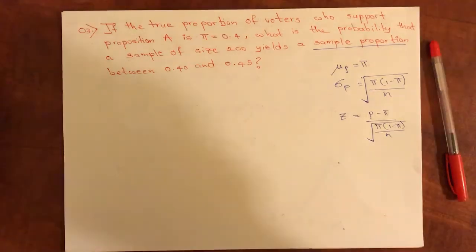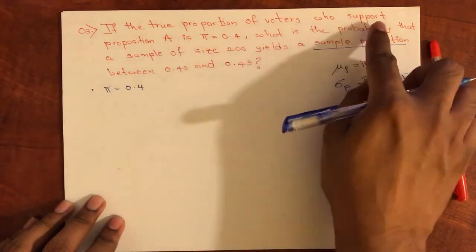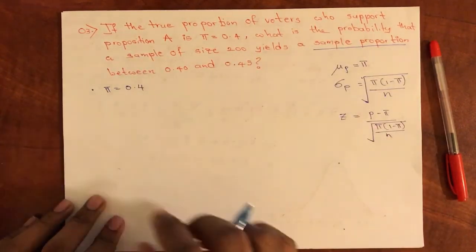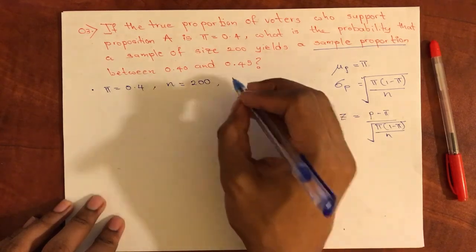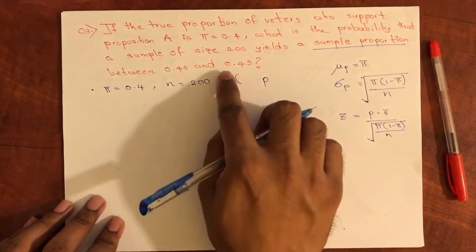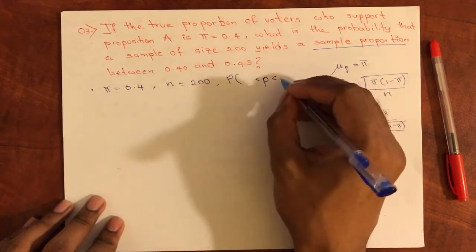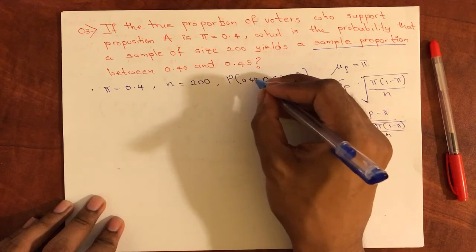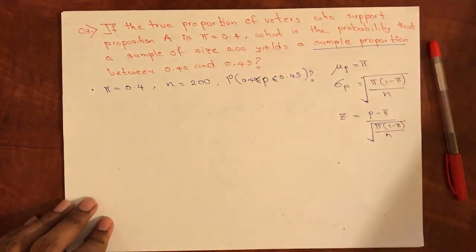They're saying that pi, the true proportion of voters who support the proposition, is 0.4. And you're given that the sample size is 200. And what they're asking is the probability that the sample proportion, small p, with capital P being the probability, is in between 0.4 and 0.45, right? So this is what they're asking for.